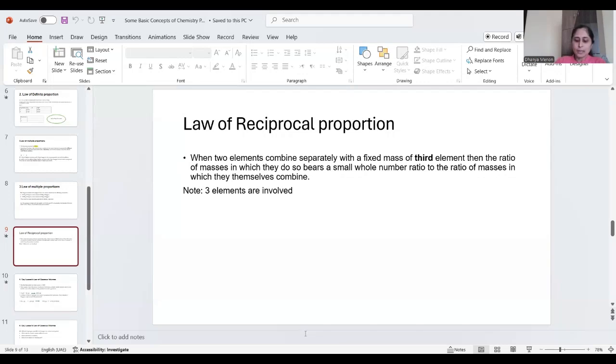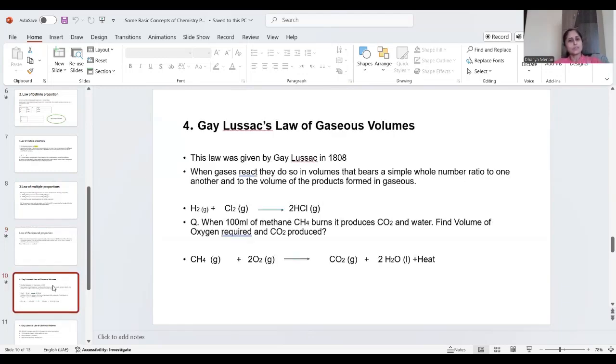So here, three elements are involved. Now we come to the fourth law. Gay-Lussac's law. This is also a very old law, 1808, and it was given by Gay-Lussac.